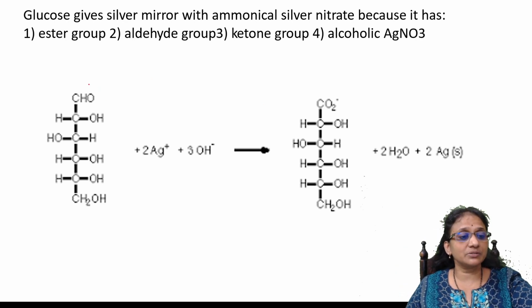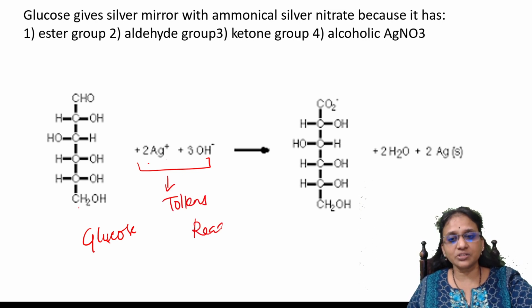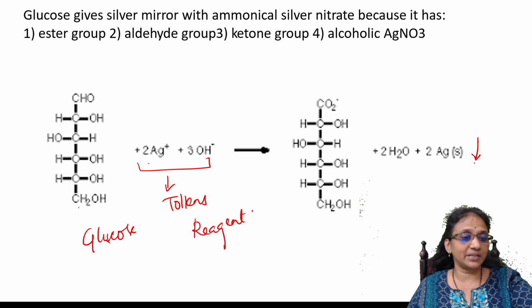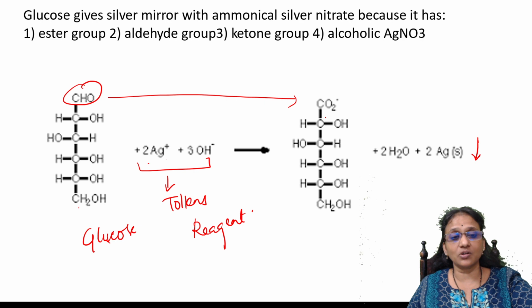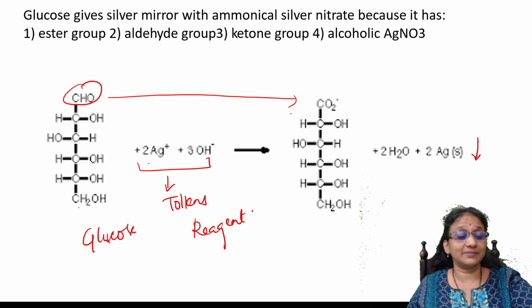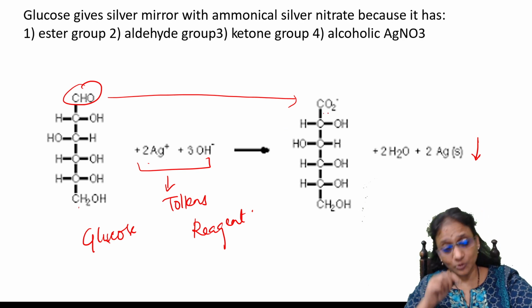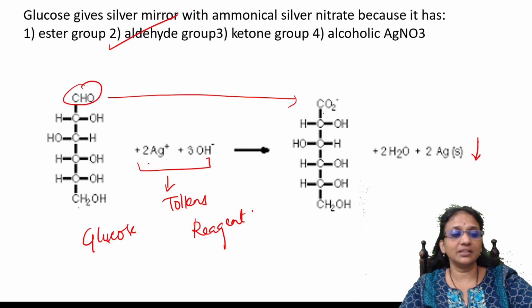Next question. Glucose gives silver mirror with ammoniacal silver nitrate because it has, see here, glucose reacting with ammoniacal silver nitrate. It's nothing but Tollens reagent. When it reacts with Tollens reagent, it precipitates a silver mirror, silver precipitate. Because of which presence? Because aldehydes get oxidized to acids. That's perfect. So this is because of the aldehyde group only, you're getting the conversion.